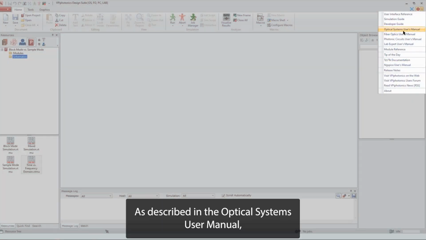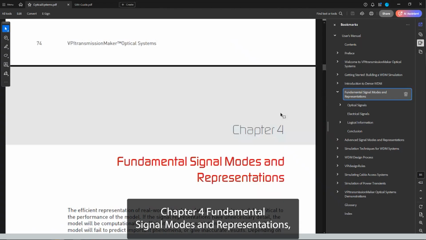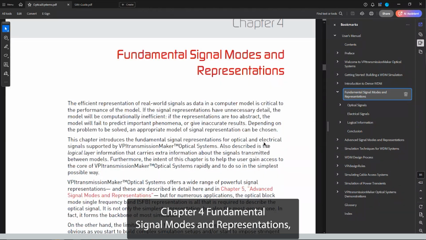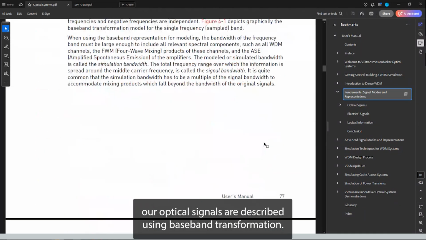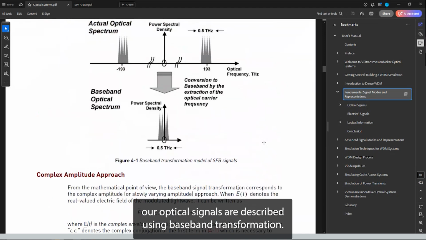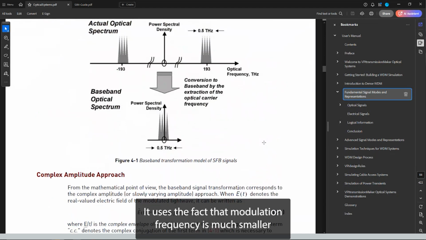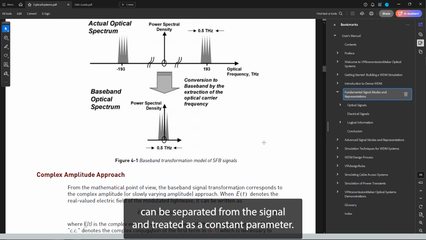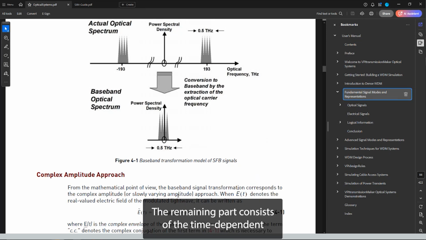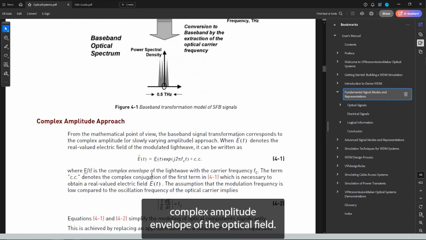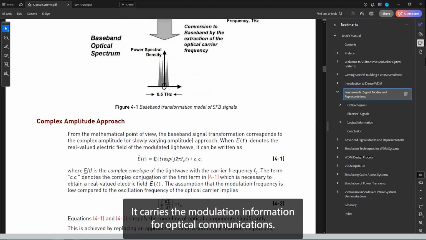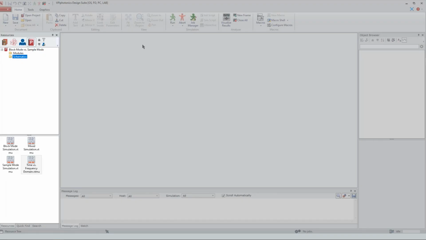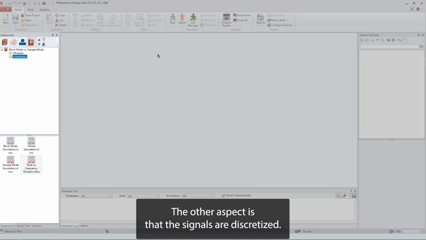As described in the Optical Systems User Manual, Chapter 4, Fundamental Signal Modes and Representations, our optical signals are described using baseband transformation. It uses the fact that modulation frequency is much smaller than the optical carrier frequency, so that the latter can be separated from the signal and treated as a constant parameter. The remaining part consists of the time-dependent complex amplitude envelope of the optical field. It carries the modulation information for optical communications. The other aspect is that the signals are discretized.